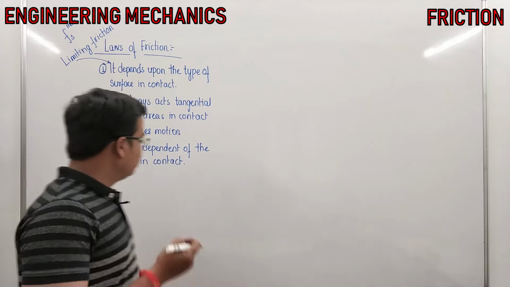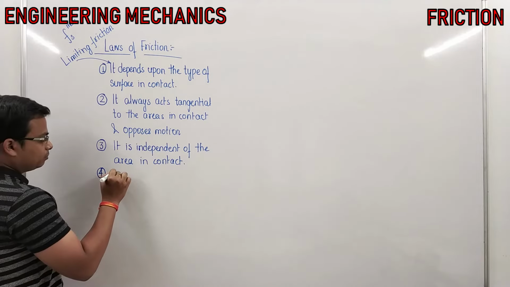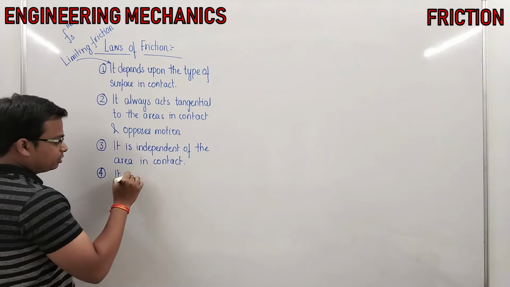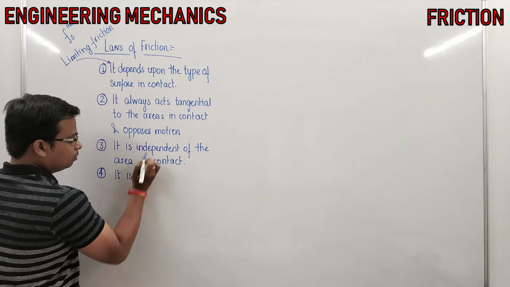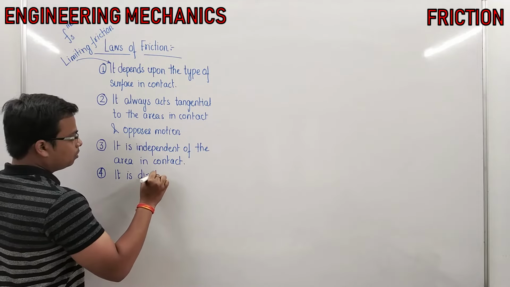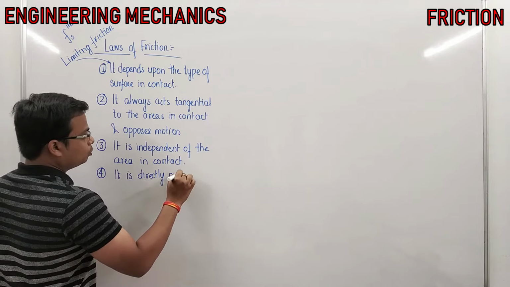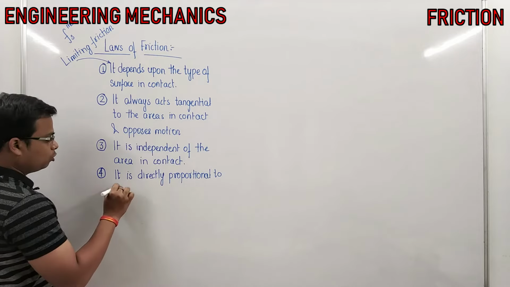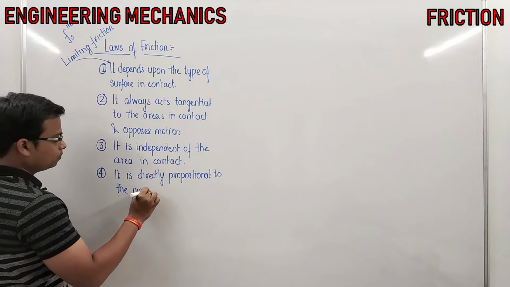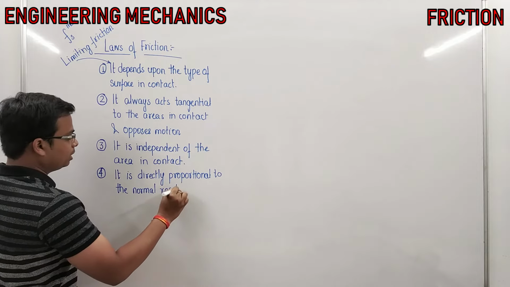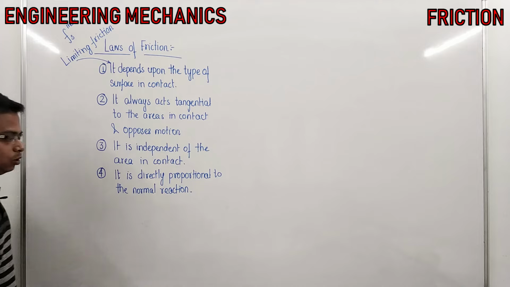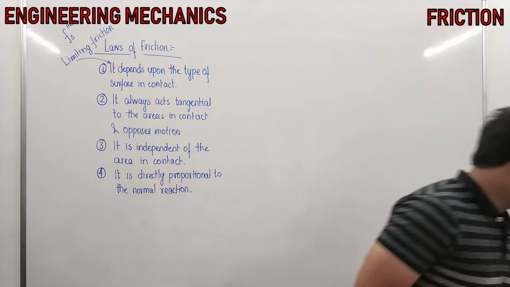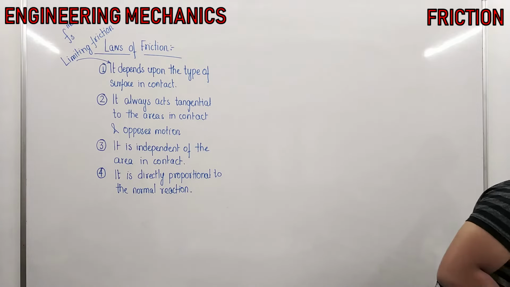And finally, the fourth and the most important point, which actually is the basis for the coefficient of friction concept, is this: that limiting friction is directly proportional to the normal reaction. Now, this is going to be the basis for our topic, coefficient of friction. Let me just tell you that also. Very important stuff. So, it's something like this.